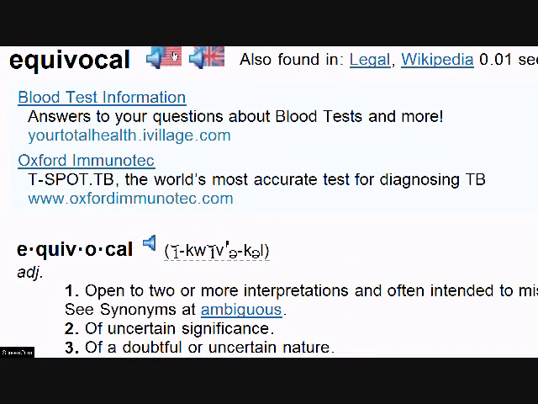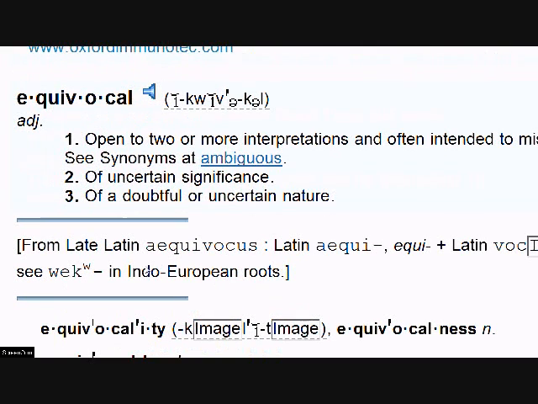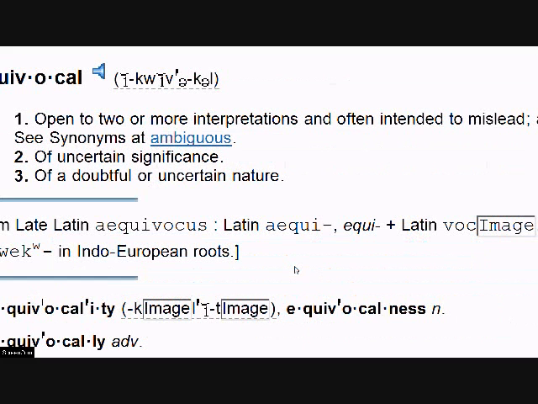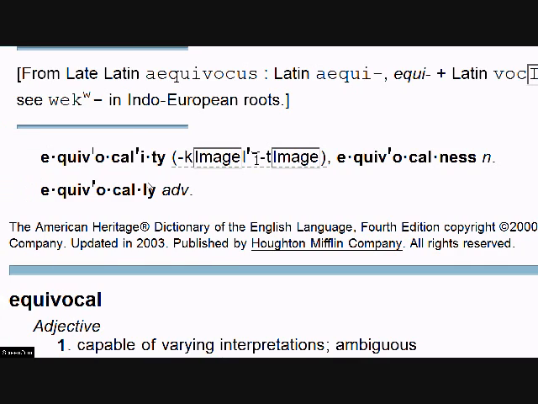Let's hear the pronunciations: the American pronunciation, equivocal, and the British pronunciation, equivocal. Now we have the neutral one. Equivocal: open to two or more interpretations, and often intended to mislead. That is what is meant here. Often intended to mislead, of uncertain significance, of a doubtful or uncertain nature. This is the explanation of it.